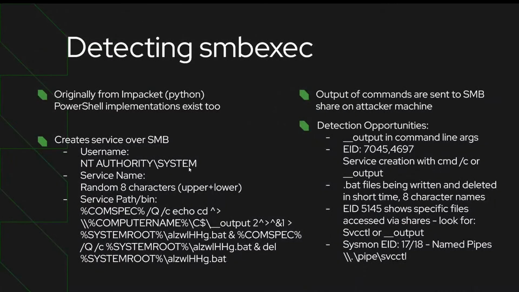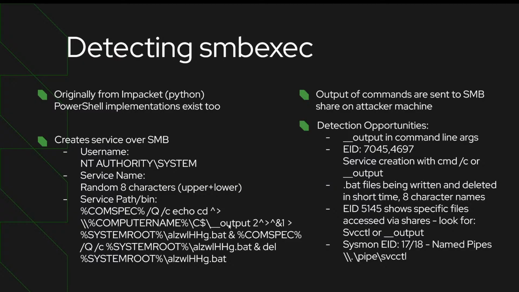It goes through pretty much the same process and creates a service over SMB. It's going to have a random 8 characters, lower and uppercase. It can be edited, like if you go into Metasploit and change it, so that alone is not the best way to detect it. However, the service path, or the binary path, that the service uses is going to look something similar to this. To break this down simply, this top line is whatever command the attacker is running. If you're doing an interactive shell via SMBExec, the first command that gets run is cd. That's why I have it here as the example. You can see it's echoing cd and putting that into __output on the local host C drive.